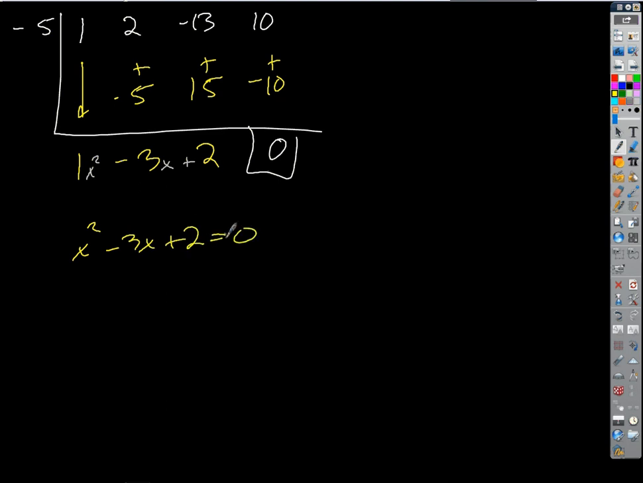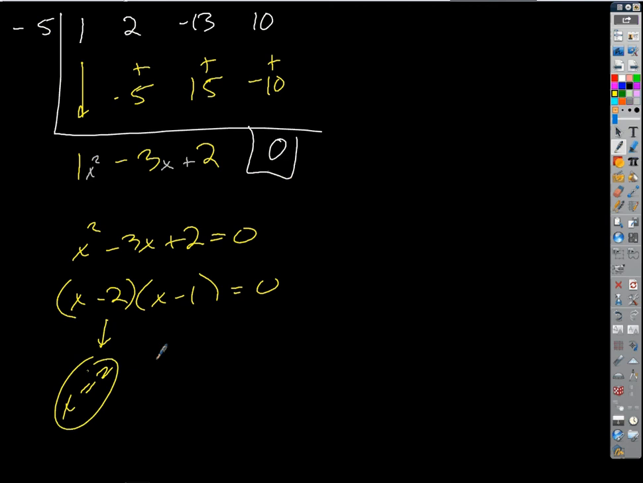Okay, that one is easy to do. No. Magic numbers exist there, right? Yes. -2 and -2 and -1. Very good. So my other solutions are at 2 and 1. x equals 2, and x equals 1.